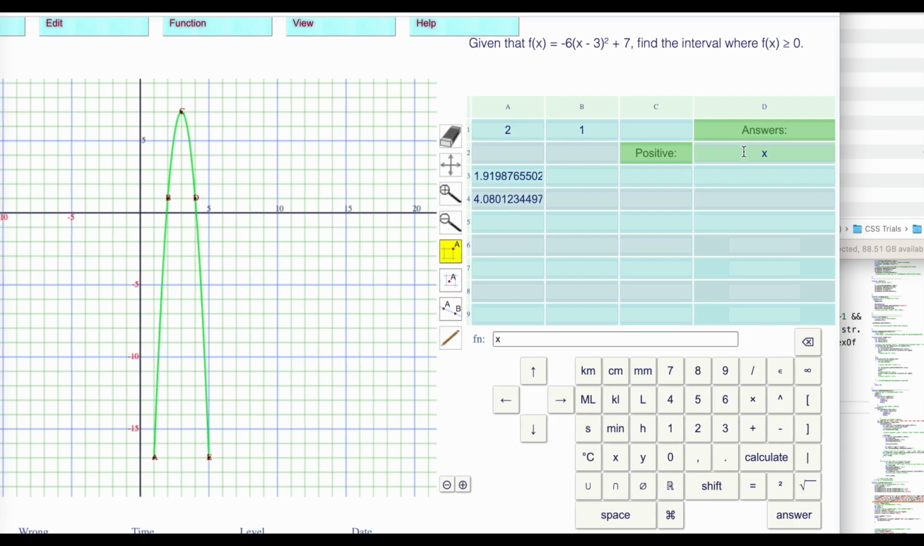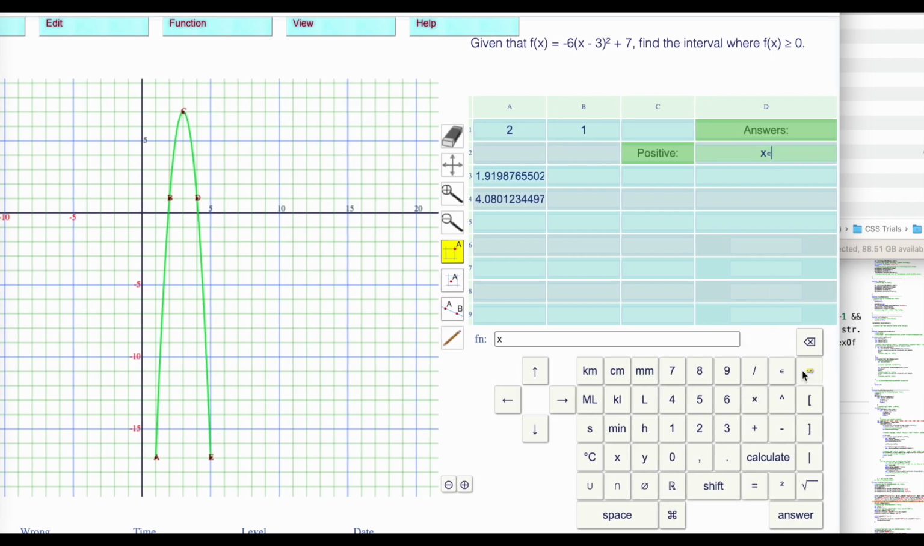When x is a member of the first value, so I'm going to put an open bracket, this first value, 1.91987, comma, 4.08012. I put in 5 decimal places in each case, then put the open bracket like that. It's positive, the y values are positive between this x and this x. Let me press answer to see if we're right.